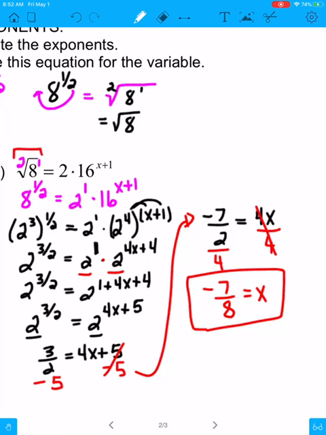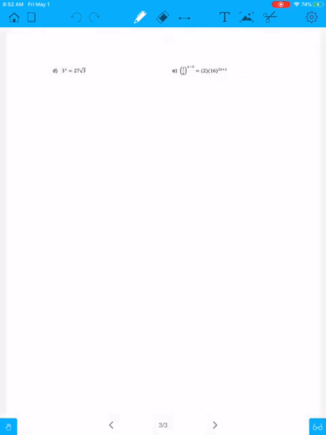or I can go y1, y2. And if at any point in time you're stuck on that checking and verifying, please just email me. I'll help you. Okay? One last page.